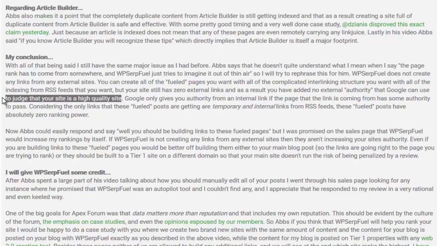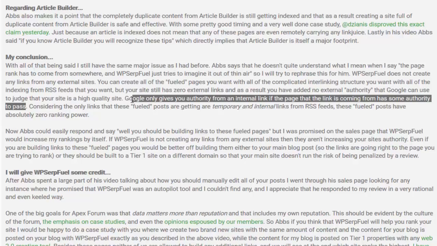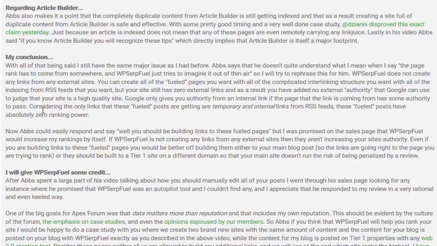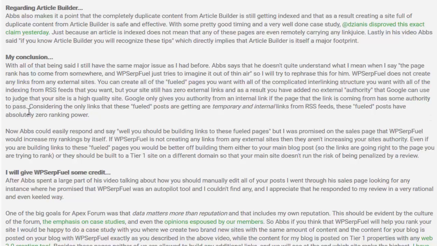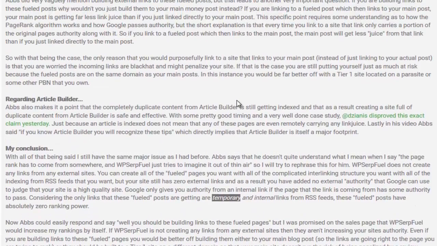Just remember, external links aren't the only thing that tell Google that your site is a quality site. You should know this more than anyone else because you own Word AI. Google only gives you authority from an internal link if the page that the link is coming from has some authority to pass. Again, we're not talking about just passing authority in the form of link flow. We're talking about content relevancy, topical relevancy as well. Once you add the social links and the other links to your fueled posts, you will see that they do have authority to pass as well, considering the only links that these fueled posts are getting are temporary and internal links. Temporary, if you base it on your argument that it's using the WordPress RSS feed, and the RSS entries are going to be gone.